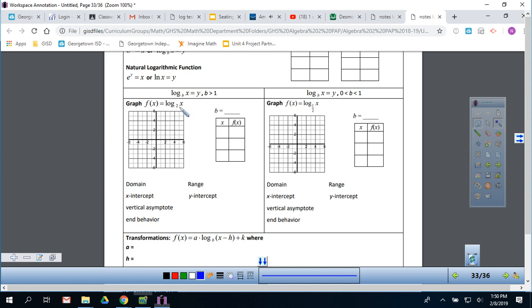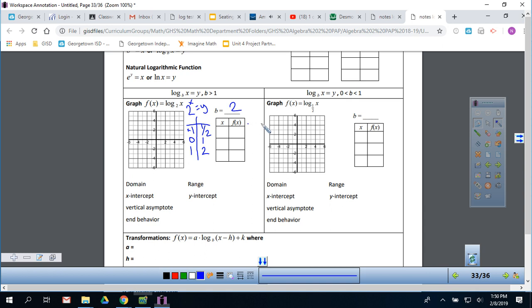Alright, so what's our base here? We have log base 2 of x, so our base is 2. So our table here, we're going to do 2 to the x equals y. So negative 1, 0, 1, we're not going to overcomplicate this. So 2 to the negative 1 power is 1/2. 2 to the 0 power is 1, and 2 to the 1 power is 2.